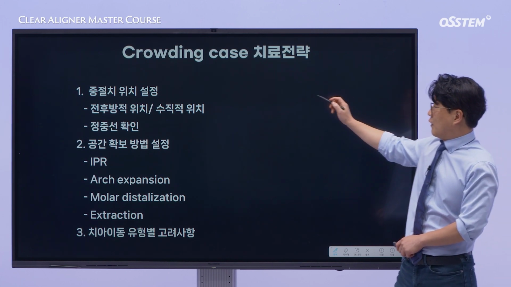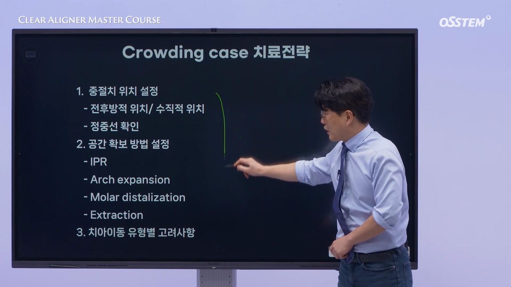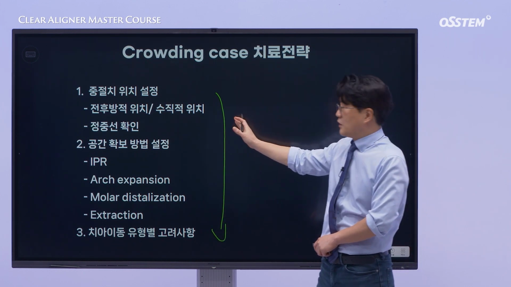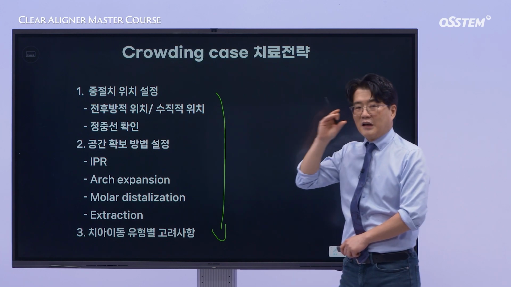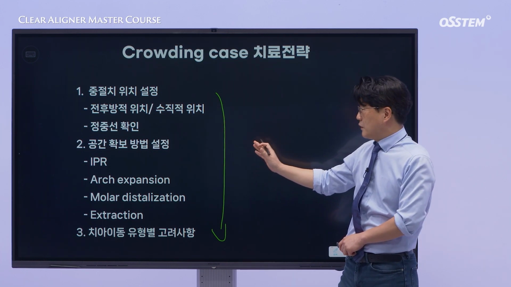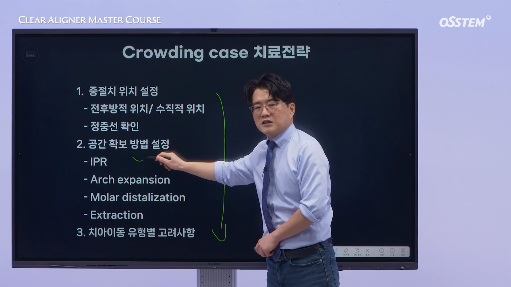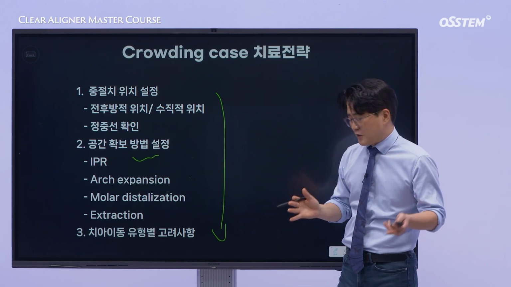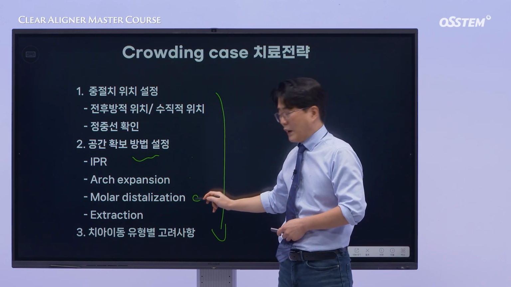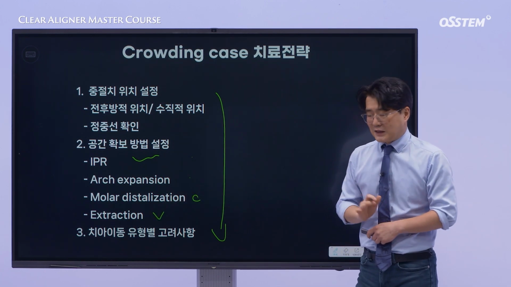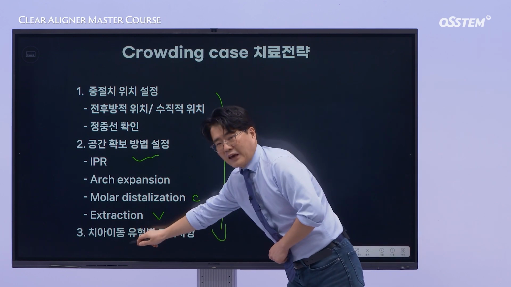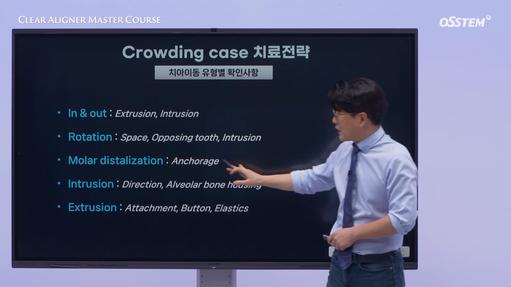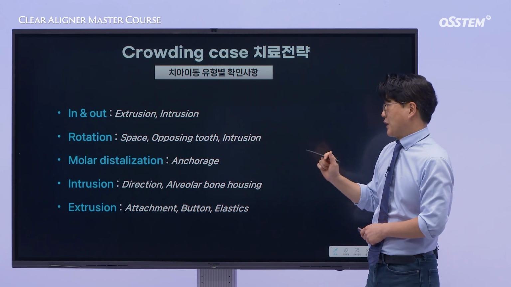This slide summarizes treatment strategies for Class 1 crowding. In terms of where to position the central incisor, you have to think about AP position and check the midline. Next, to create space, you can consider IPR, arch expansion, and molar distalization. Extraction is not included in our scope at this stage. Next, there are some considerations for different types of tooth movement. Since they were mentioned before, I will be quickly covering them.